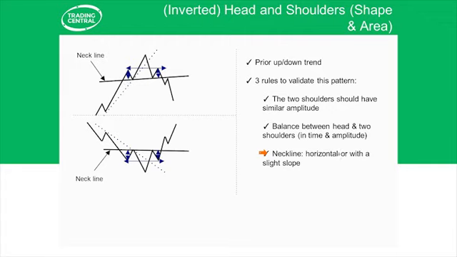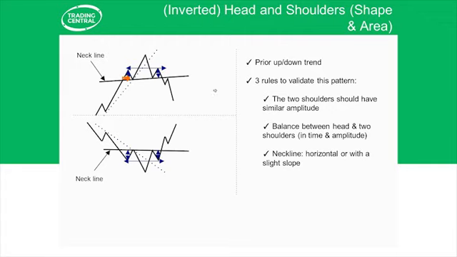To be honest, I do prefer when there is a slight upward slope. But be careful, if you see a downward slope, it means that the pattern cannot be trusted. So be careful about this.